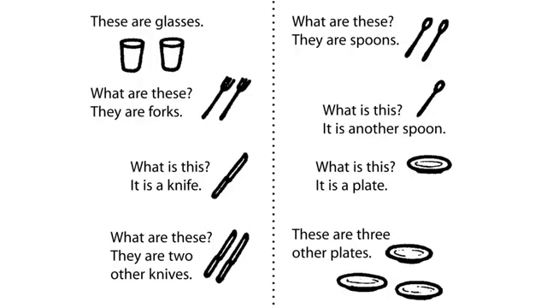These are glasses. What are these? They are forks. What is this? It is a knife. What are these? They are 2 other knives. What are these? They are spoons. What is this? It is another spoon. What is this? It is a plate. These are 3 other plates.